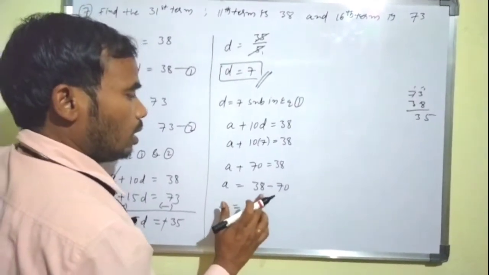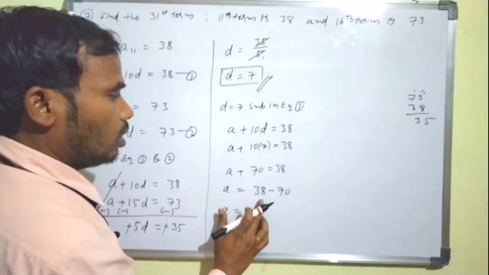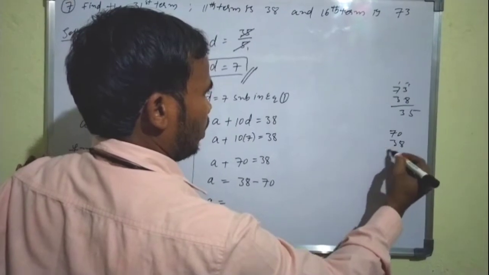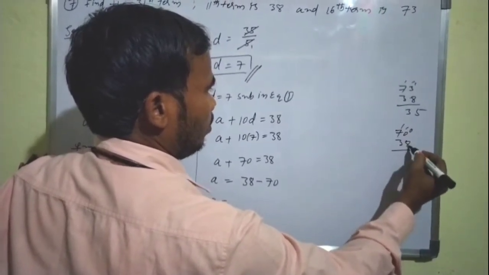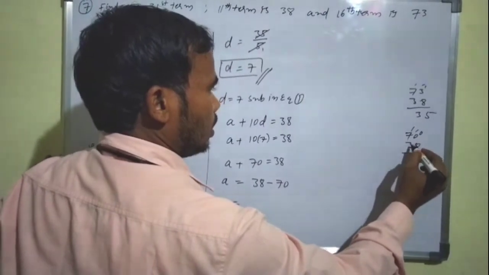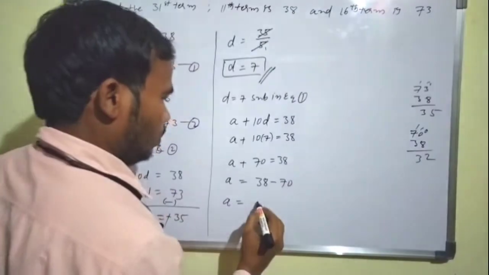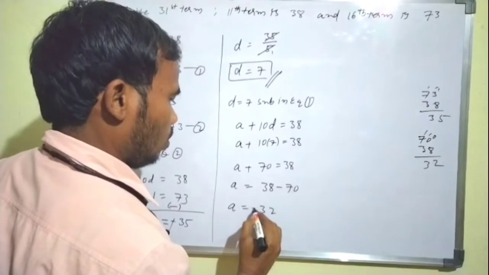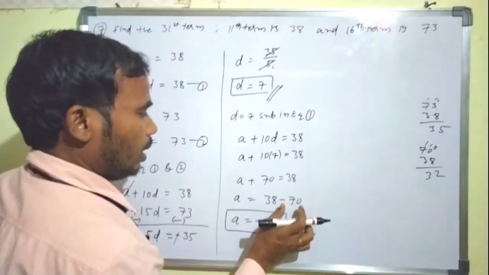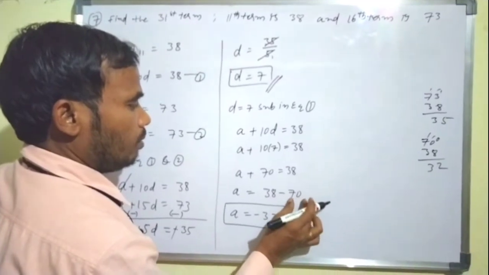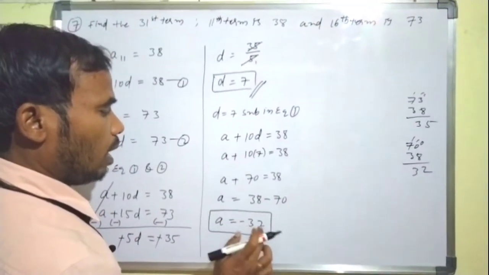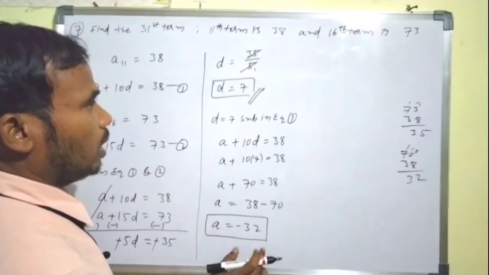A is equal to what is that? 70 minus 38 subtraction: 10 minus 8 is equal to 2. Here 6 remaining. 6 minus 3 is equal to 3, so 32 is there. So a is equal to minus 32, because minus 70 is the bigger value, which sign is there, minus. So put minus 32. a is equal to minus 32.